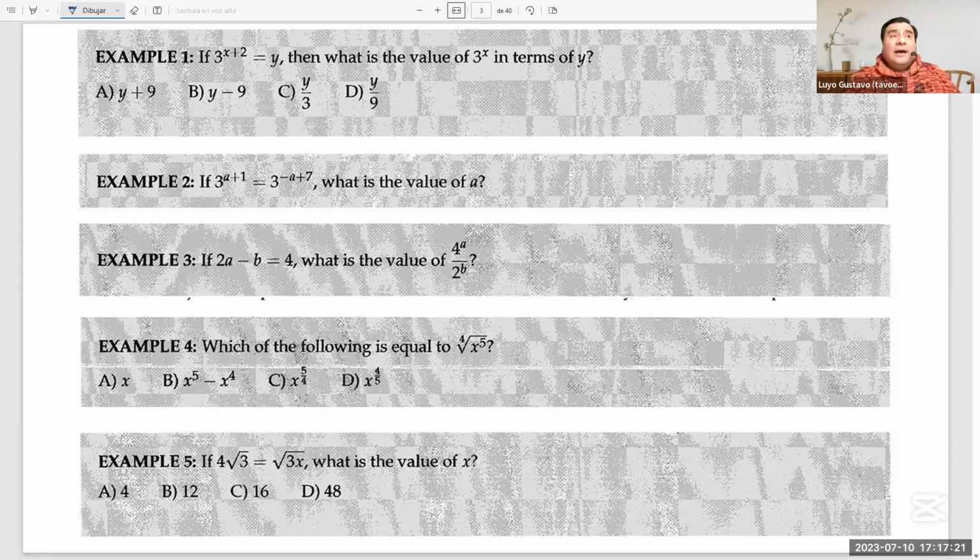Okay, you can see this question says, if 3 up to x plus 2 equals y, then what is the value of 3 up to x in terms of y? That's the question. So can you try? I'll give you just 1 minute for this because in the SAT you don't have that much time to solve the math questions. So let's see what you can get, and you can send me your answers in the chat, no problem. Okay. How can we get to the correct answer?